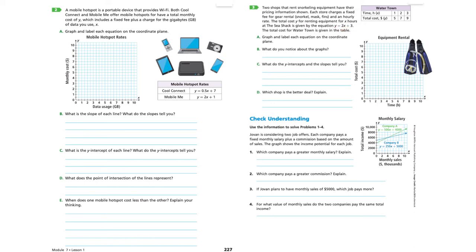Graph and label each equation on the coordinate plane. So you're going to end up here on this graph with 2 different lines, and you want to label them. One is Watertown and the other one is the Sea Shack. B, what do you notice about the graphs? So they don't give you a very big line there, but anything that you notice you can write down. C, what do the y-intercepts and slopes tell you? And D, which is the better deal? And explain your reasoning. So answer those questions based on the information that they give you and the graph that you create. And then once you're finished with that one, you can go on and do the check understanding.